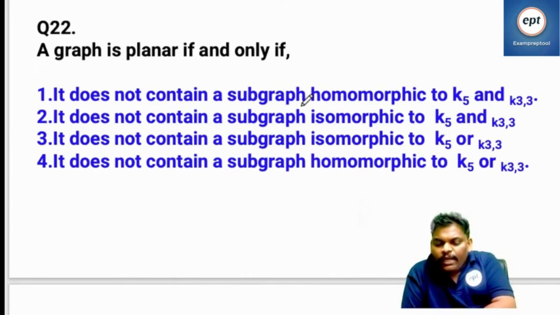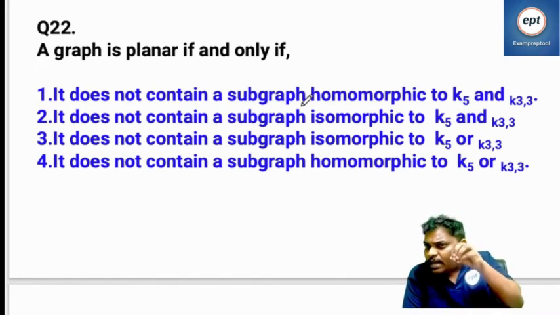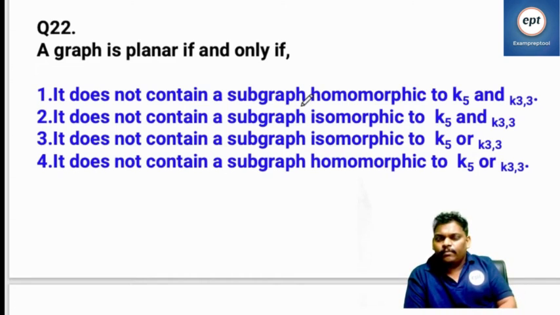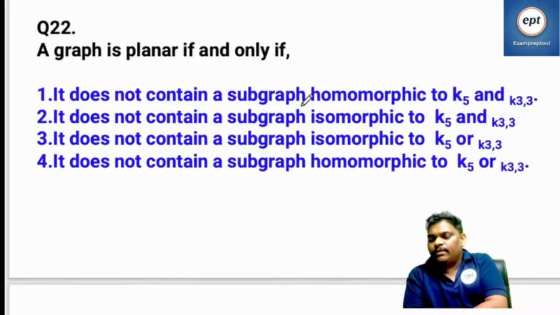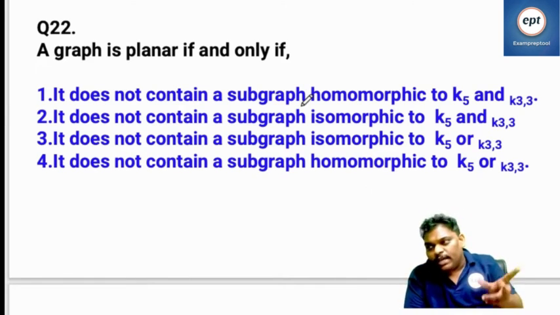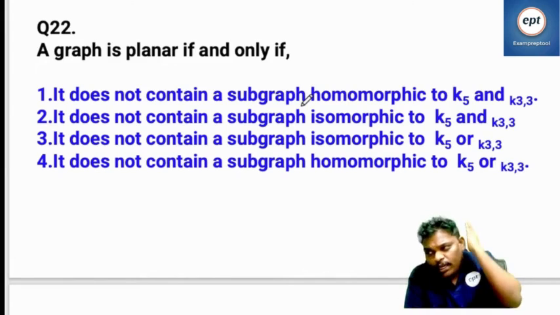Will you take homomorphic or isomorphic? Need not be exactly K5. Homomorphic to K5 is better. Homomorphic is saying that it looks like K5. So can you help me know which option? Homomorphic is the better option. Homomorphic will cover many. Isomorphic to K5 means only K5 you will take care of.